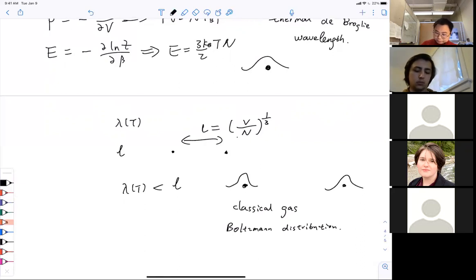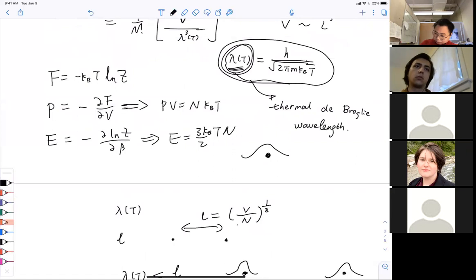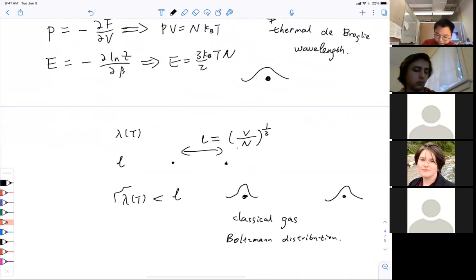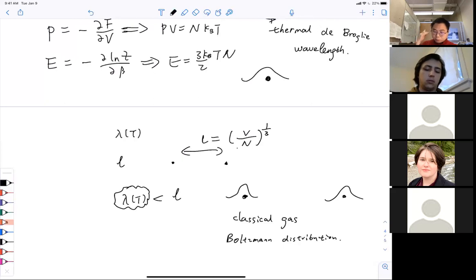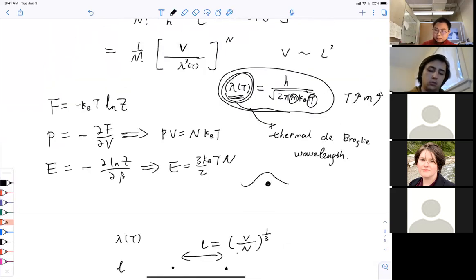And you can say, when we increase the temperature or increase the mass of the particle, this thermal wavelength gets smaller, meaning that the system becomes more classical. That makes sense, right? As you crank up the temperature or increase the mass of the particle, it becomes more classical.